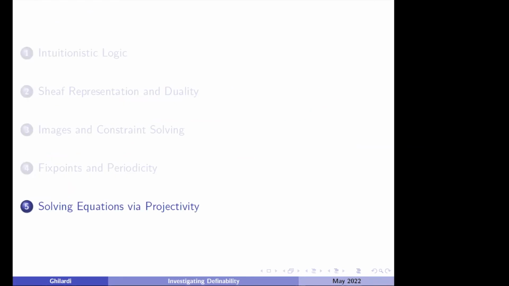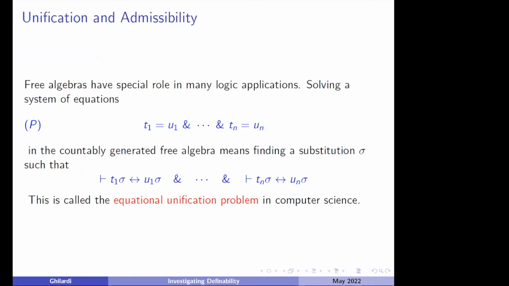And then another question, which is also quite easy to formulate using our duality, is the question of solving equations in free algebras. This is a problem coming from computer science applications. It's the so-called unification modulo theories, E-unification, as it is called in the computer science literature. Suppose that you have a finite set of pairs of terms, and you want to find, in the countably generated free algebra, a substitution which makes the two terms equal. That is, t1 sigma is equal to e1 sigma in the free algebra.